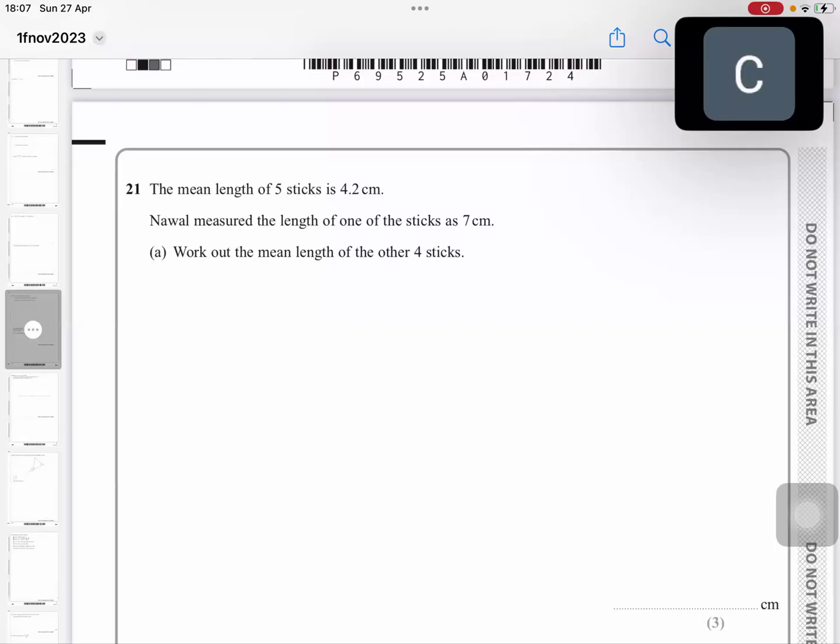Do you agree with that? Yes. Yes. Question. In this question, let's understand.